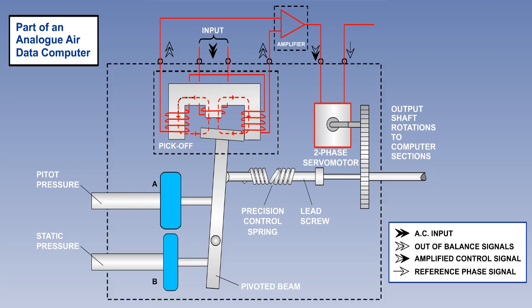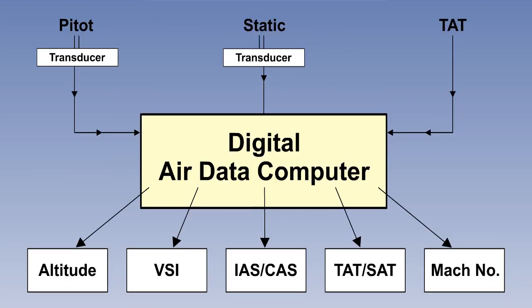This system has the transducers in the computer. A transducer is any device which converts a physical measurement, in this case pressure, into an electrical signal. As technology developed, it became possible to put the transducers near the pitot and static sensors and send the information electrically, thereby reducing the dependence on long lengths of piping.